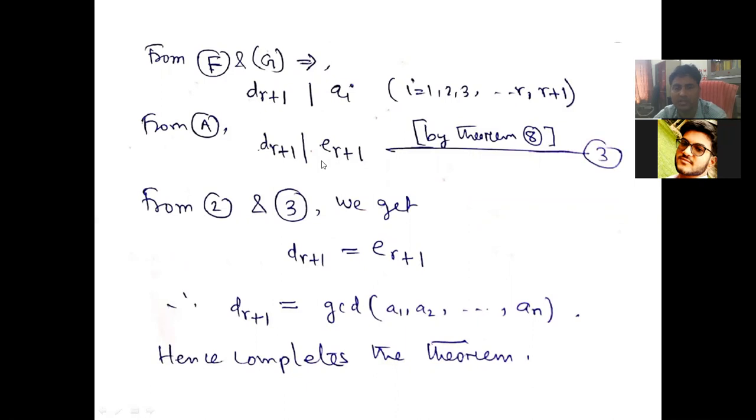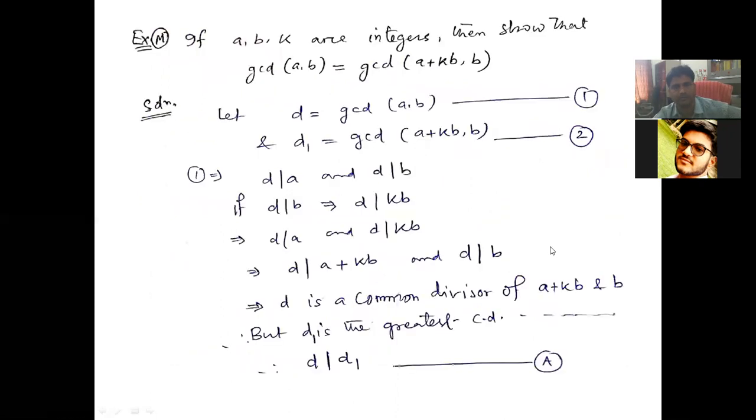So from 2, this is relation 3. From 2 and just simple calculations, see all the equations one by one and use one another. These are very simple calculations; you just have to compare the relations. From 2 and 3 we get D_{r+1} equal to E_{r+1}. Therefore E_{r+1} is D_{r+1}. So D_{r+1} is the GCD of A1, A2, ..., and this completes the theorem.